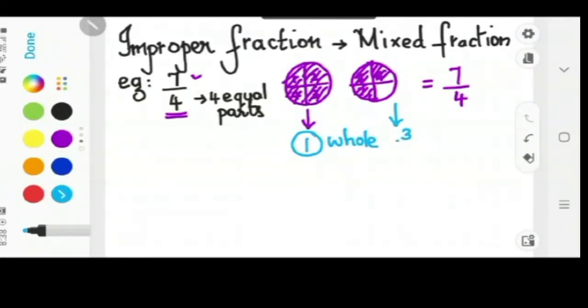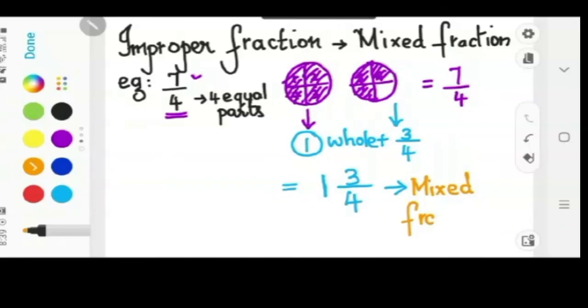So how do we write the fraction? 3 upon 4. Okay, 3 parts are shaded out of a total of 4 parts, that is 3/4. So here 1 whole and 3 upon 4. So the total fraction we get over here is 1 whole and 3 upon 4. This makes a mixed fraction. So an improper fraction gave me a mixed fraction, 1 3/4.